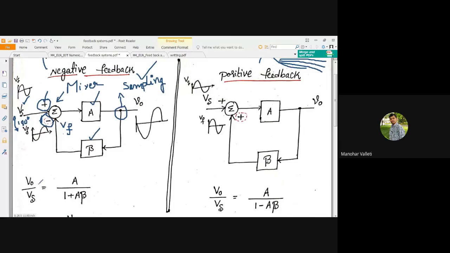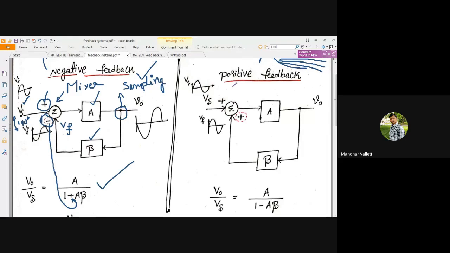If you see Vo by Vs of a negative feedback system, we will get A by 1 plus A beta. So please note, if the minus sign is here, the plus sign will come. This is the derivation. A by 1 plus A beta is the derivation, which anyhow we will see in coming discussions. So Vo by Vs equals A by 1 plus A beta. So this is all about negative feedback.